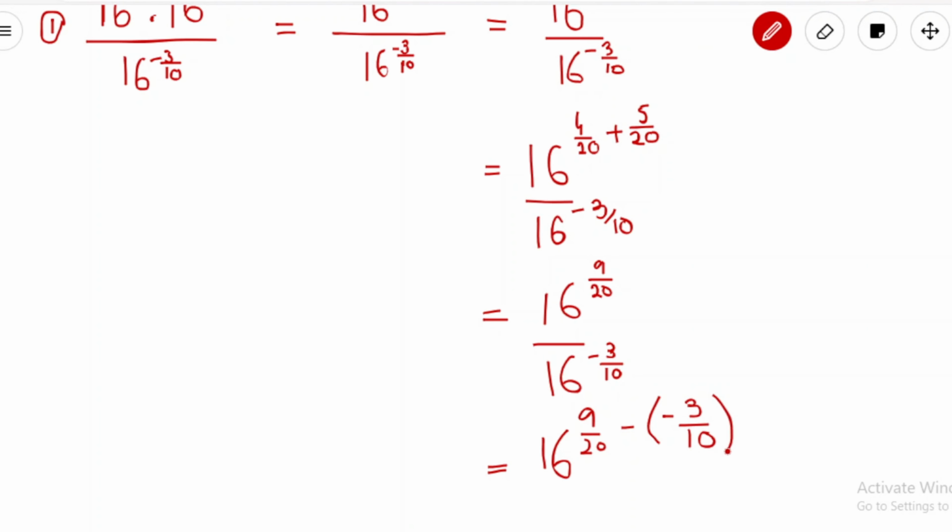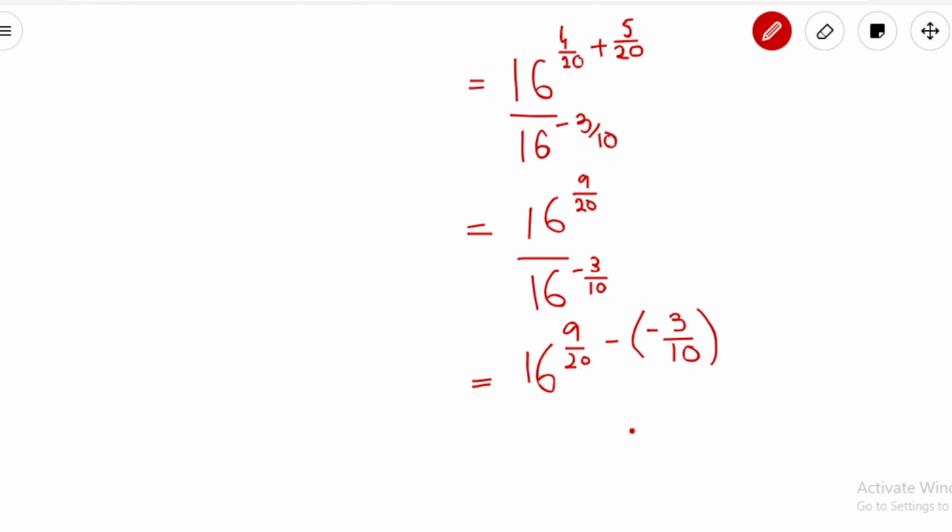Now to solve it further, or to subtract them, we are supposed to first make this a single sign, because right now there are two signs. So first we'll try to make them a single sign, and we do know that when you have two minuses, that will make a plus. So plus 3 over 20.